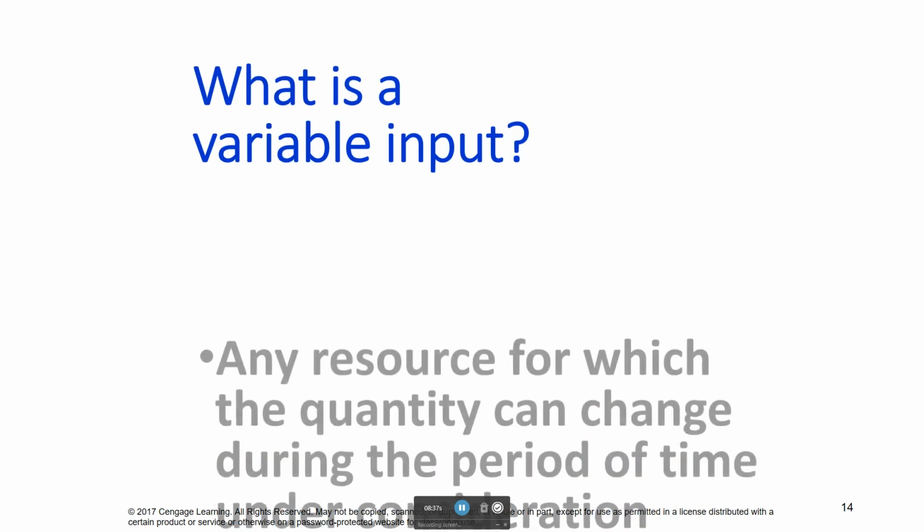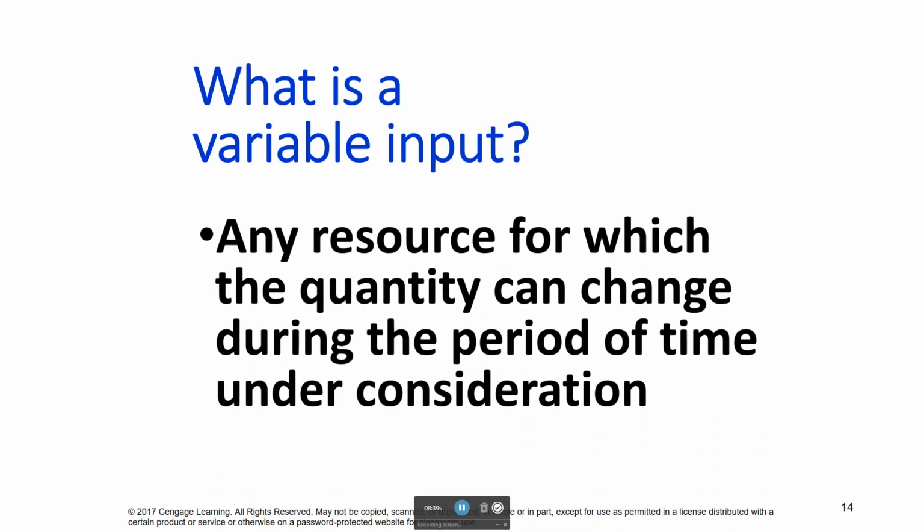A variable input is any resource for which the quantity can change during the period of time under consideration. Labor, say now or in the next month, would be a variable input because I could lay workers off. I could send workers home early today. So those are things I can change under the period of time under consideration.